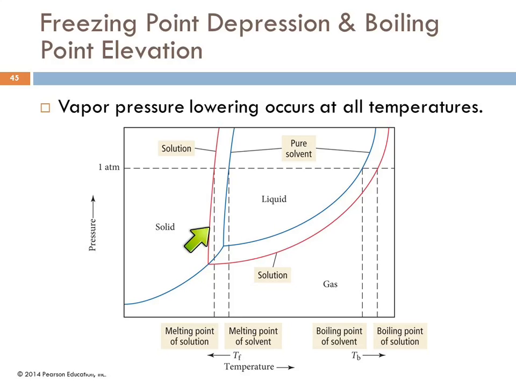The freezing point, as we go across at 1 atmosphere, the freezing point of the pure solvent is here. Because of the vapor pressure lowering, the solution now will freeze at a lower temperature. It'll also melt at a lower temperature.